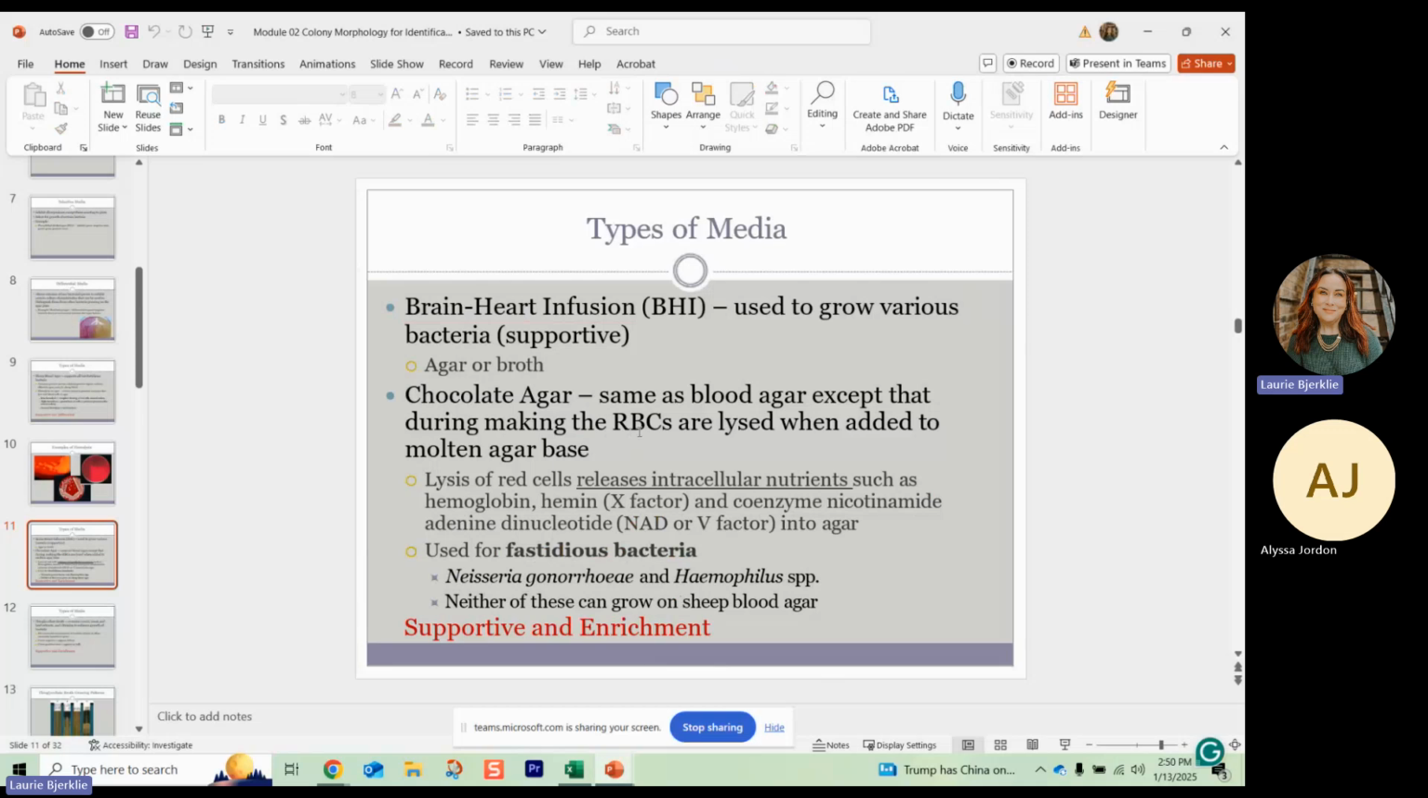So the reason that chocolate agar is enriched: it is the same makeup as blood agar. It also has blood in it, 5% sheep blood. But when they make it, they lyse the red cells on purpose, which makes it this chocolate look. It looks like chocolate. And when they lyse those red cells, they release hemin, which we call an X factor, and then NAD, which we call the V factor. You will see these mentioned again when we learn about Haemophilus later this quarter. So they release these extra nutrients, this X factor and this V factor, and that's what Neisseria and Haemophilus use to thrive. They're like, oh, we really like that. And then they'll grow. So chocolate: supportive and enrichment.